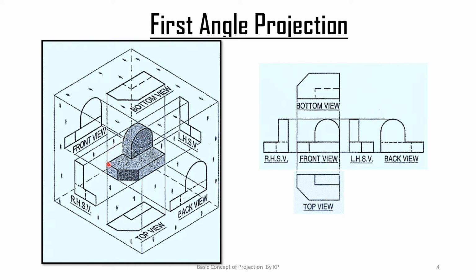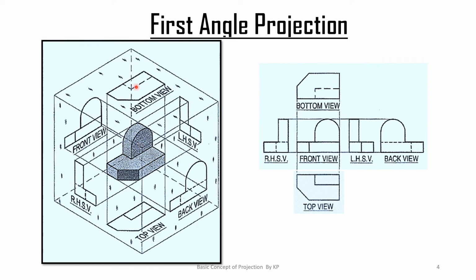Suppose this is the object which we are placing in the first quadrant, means the object is placed in front of the VP and above the HP. So the object is kept in the first quadrant. And we assume in the orthographic projection that the rays are falling on this object from infinity, so that all the projectors are parallel to each other and intersect the vertical plane at an angle of 90 degrees. When we view from this side, we get a front view, and basically this is the position of the front view.